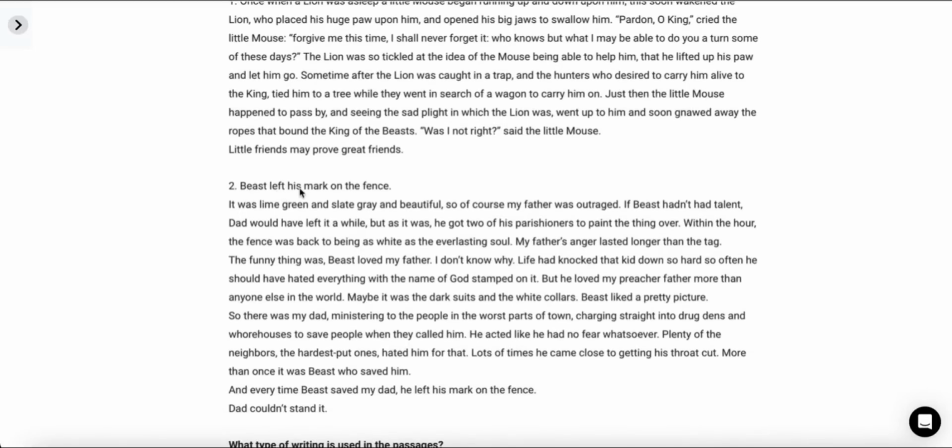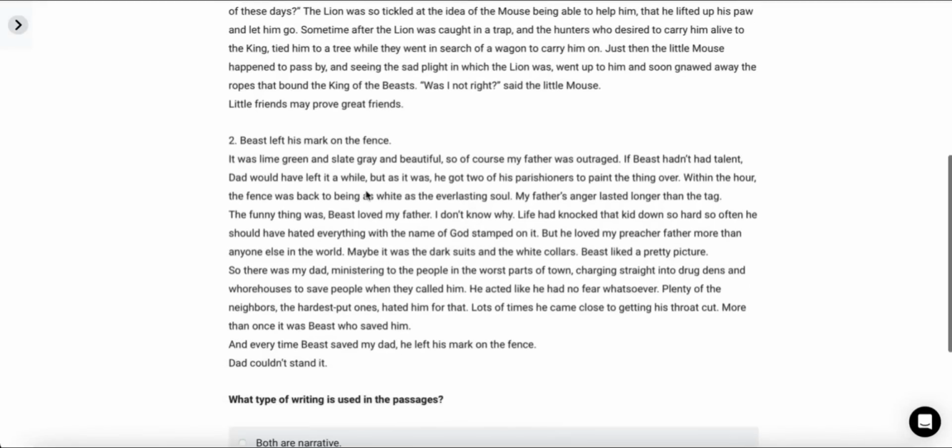2. Beast left his mark on the fence. It was lime green and slate gray and beautiful. So, of course, my father was outraged. If Beast hadn't had talent, Dad would have left it a while. But, as it was, he got 2 of his parishioners to paint the thing over. Within the hour, the fence was back to being as white as the everlasting soul. My father's anger lasted longer than the tag. The funny thing was, Beast loved my father.